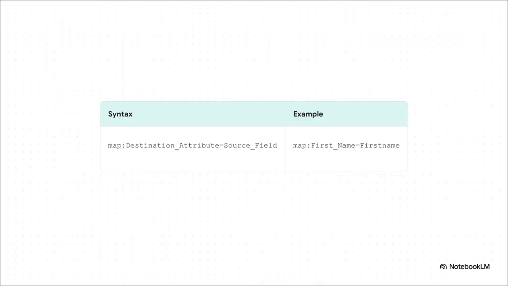And the best part is just how simple it is. The syntax is literally map, then your destination attribute, an equal sign, and the name of the source field. That's it. So in this example, map first_name equals first name is just telling OnLink, hey, see that value in the first name field from my source? Go ahead and pop that right into the first_name attribute in Assets.